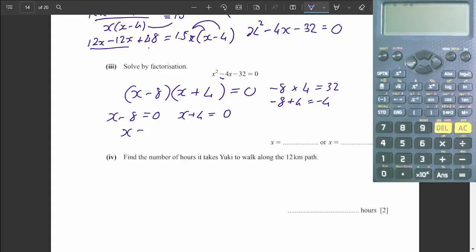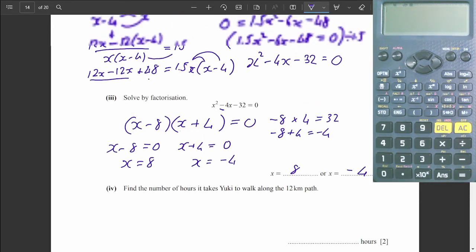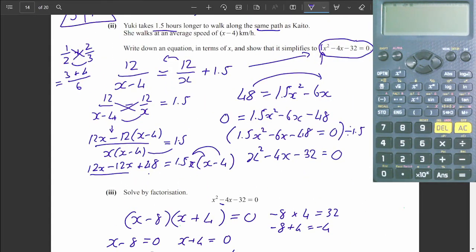So that means moving the 8 across, x equals 8. And moving the 4 across, x equals minus 4. Part 4, it says find the number of hours it takes Yuki to walk along the 12-kilometer path. So what was the time it took Yuki in algebraic terms? And we kind of had it up here. Let's just highlight that. It was 12 over x minus 4.